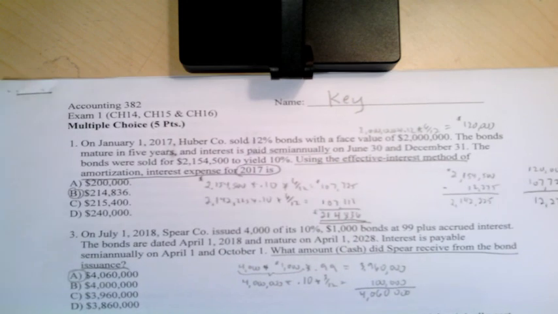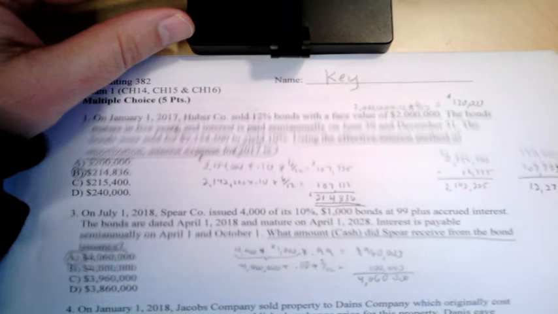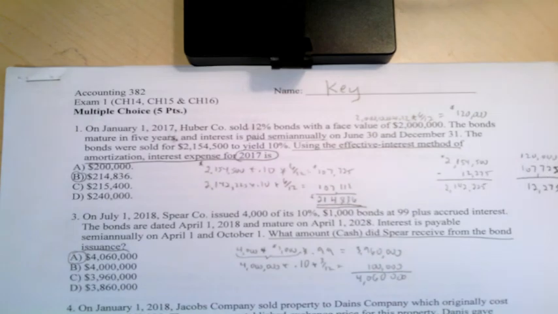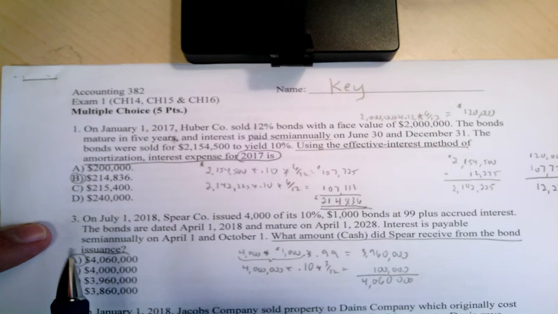All right, let's go on to the next one, which is labeled here problem number 3. And again, I start out by reading the last sentence so I know what they want before I read the details of the problem. The question says, what amount did Spear receive from the bond issue? So here, go up now and read.